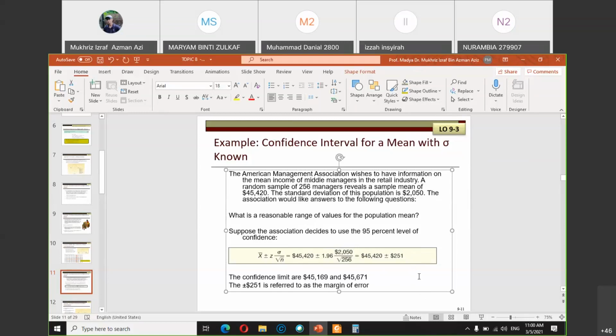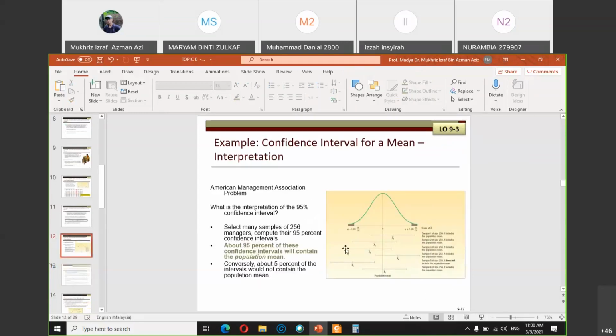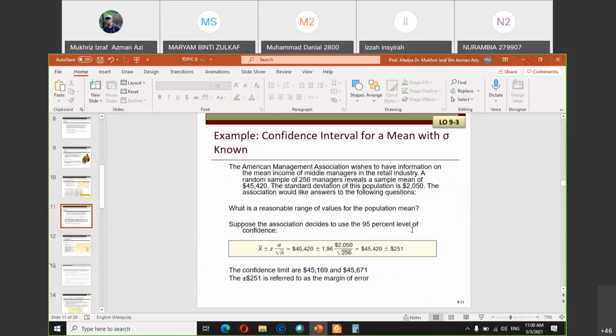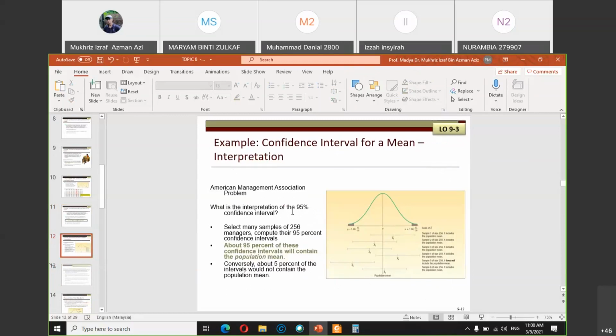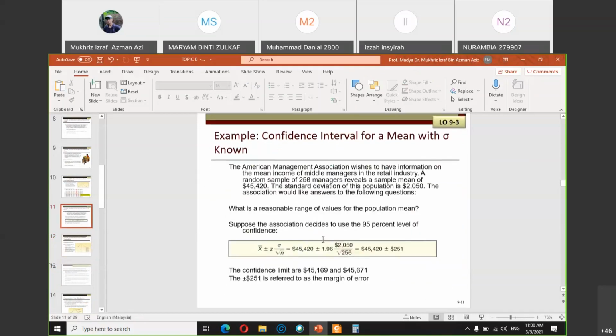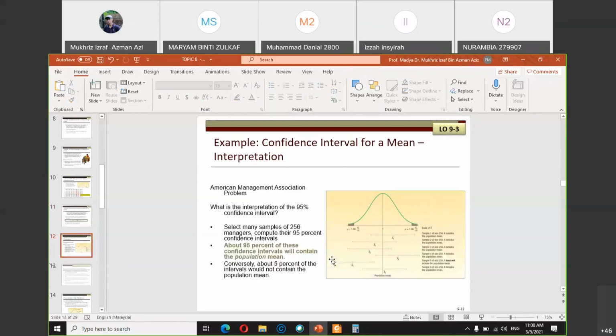So it's a simple, straightforward formula for you to calculate. And then how do you interpret it? First is the calculation part. So what does this mean? What does a 95% confidence interval mean? Just now we mentioned that our confidence interval from this simple calculation is between 45,169 and 45,671. You can refer to this simple, straightforward interpretation.